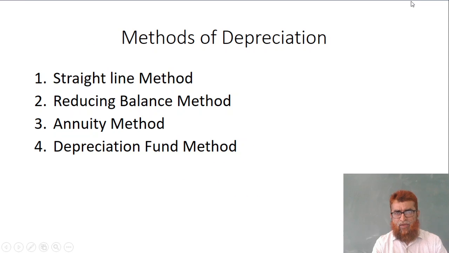Mainly, we can discuss 4 types or 4 methods of depreciation: straight line method, reducing balance method, annuity method, and depreciation fund method. There are also other methods like revaluation method and other types, but these are the 4 important methods of depreciation. Among these 4 methods, as per the syllabus for first semester BCom of Mangalore University, we have to study the first, second and fourth one. Annuity method is not necessary.